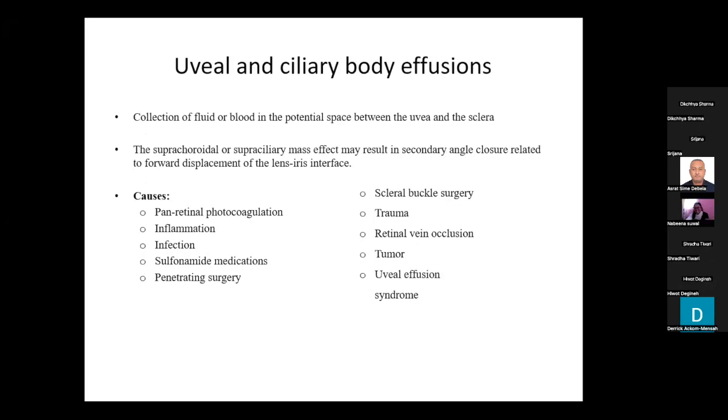Uveal and ciliary body effusions: collection of fluid or blood in the potential space between the uvea and sclera. It can cause secondary angle closure. The suprachoroidal or supraciliary mass effect may result in secondary angle closure related to forward displacement of the lens-iris interface. These are the list of causes that can cause uveal and ciliary body effusions.